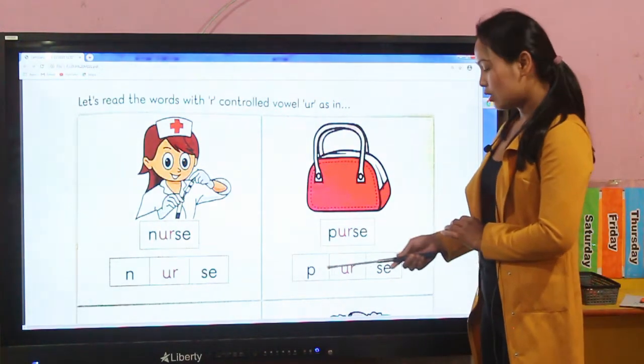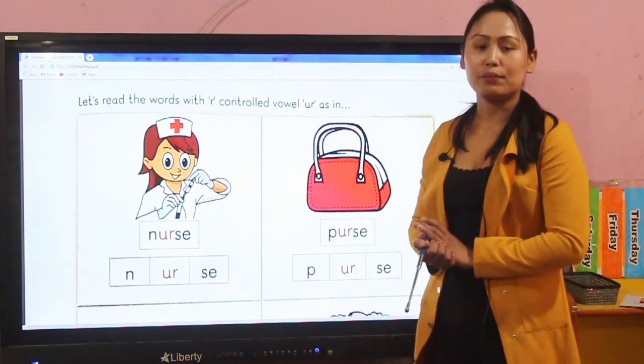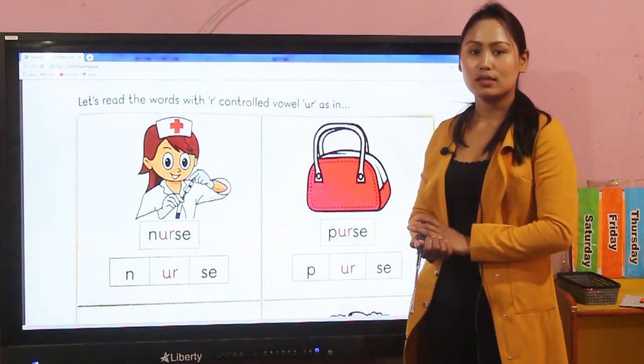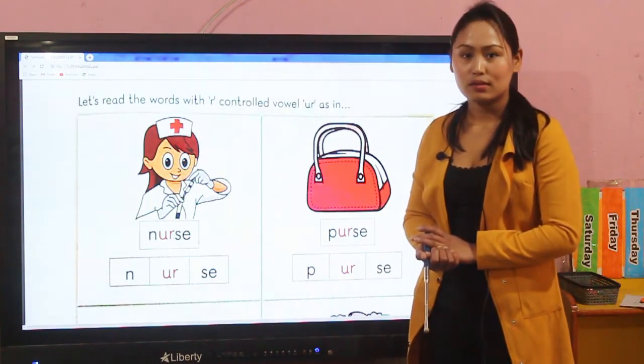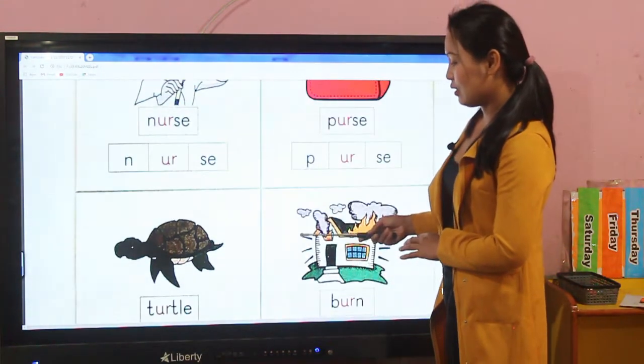P-U-R-S-E, purse. P-U-R-S-E, purse. All of you again, pronounce with me. Purse, purse, purse. Again, the UR sound is the same.